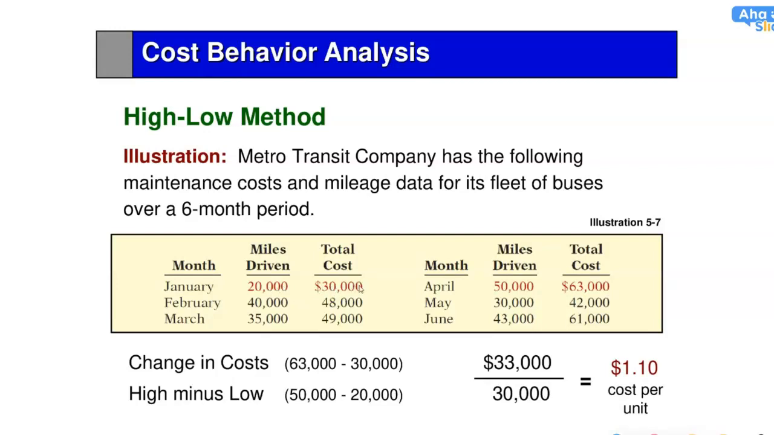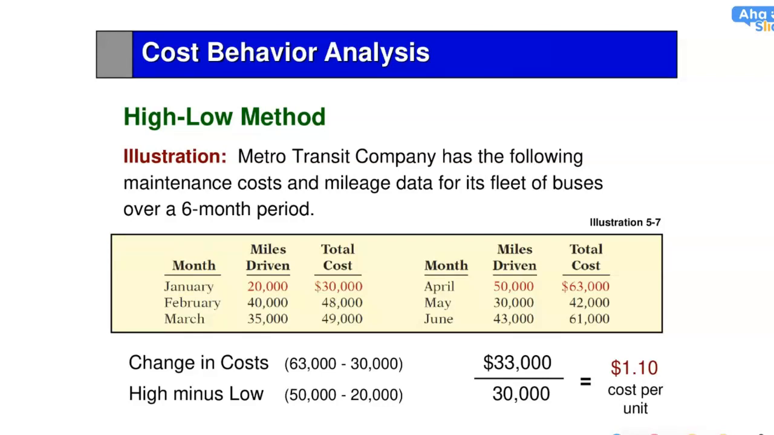So now, first of all, take the change in cost, 63 minus 30, and I get 33,000. That's the numerator. For the denominator, I take the change in the activity, and that is 50,000 miles minus 20,000, 30, and I get $1.10 per mile, per unit. In this case, my unit is miles. So you see, I take the high level of activity, not the high dollar, the high level of activity, and the low level of activity. All right, that gives me my variable.